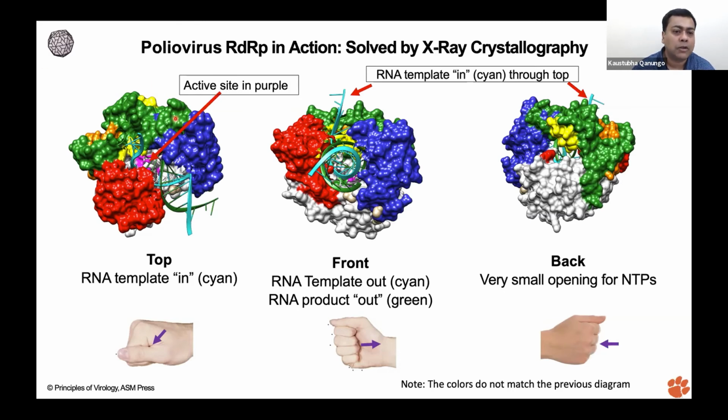This is a much larger space for the template to go in, much larger space for the template and the product to come out. But at the back, you have a very tiny opening, and the nucleotide triphosphates actually diffuse into the RNA polymerase active site through these holes. So this is how it actually works. This is the molecular detail that structural biology can actually provide. And pretty much all RNA-dependent RNA polymerases work in a similar fashion as well.